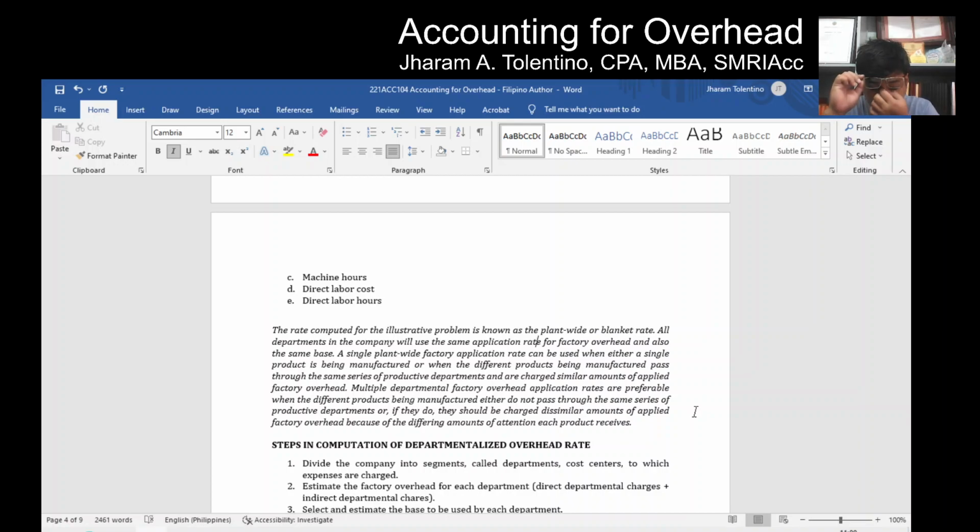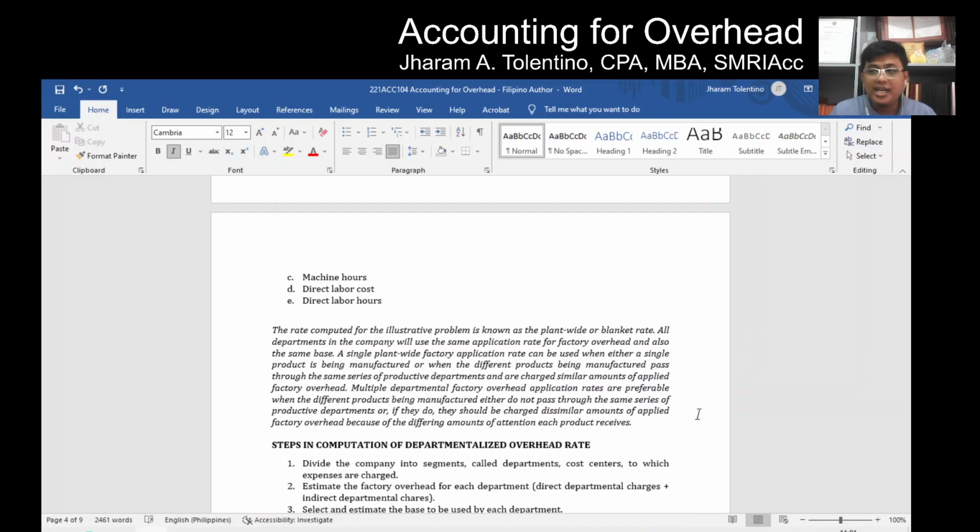Kasi kung if ever nagagamit ka ng isa lang, na although meron kang different products and different attentions, magkakaroon tayo ng tinatawag natin distortion sa cost. Okay? Magkakaroon ng distortion sa cost. Napakasimple na lang yun. Imagine mo, if we're going to use, for example, a single allocation base na direct labor hours, what about the products na gumagamit ng machine hours? Mabibigyan ba sila or macha-charge ba sila ng factory overhead or applied factory overhead? The answer is definitely no.